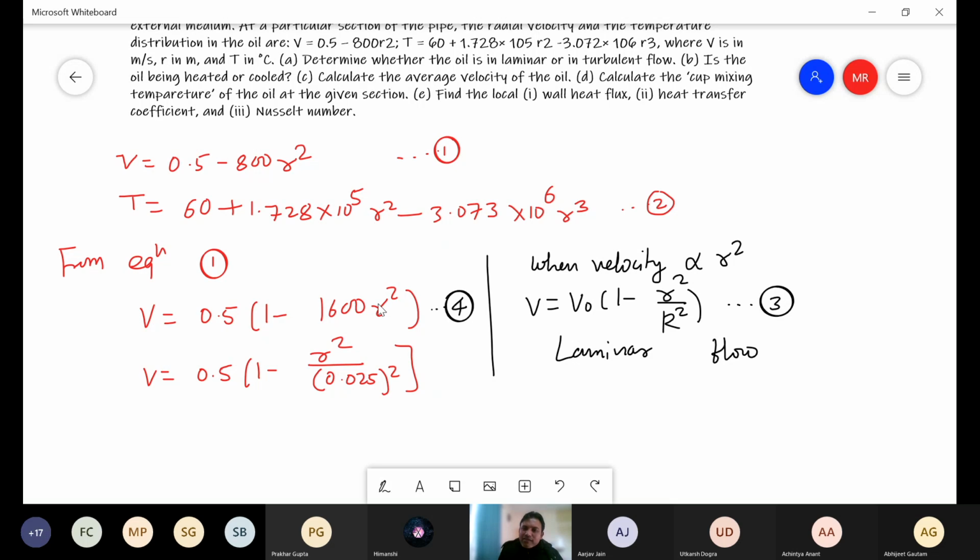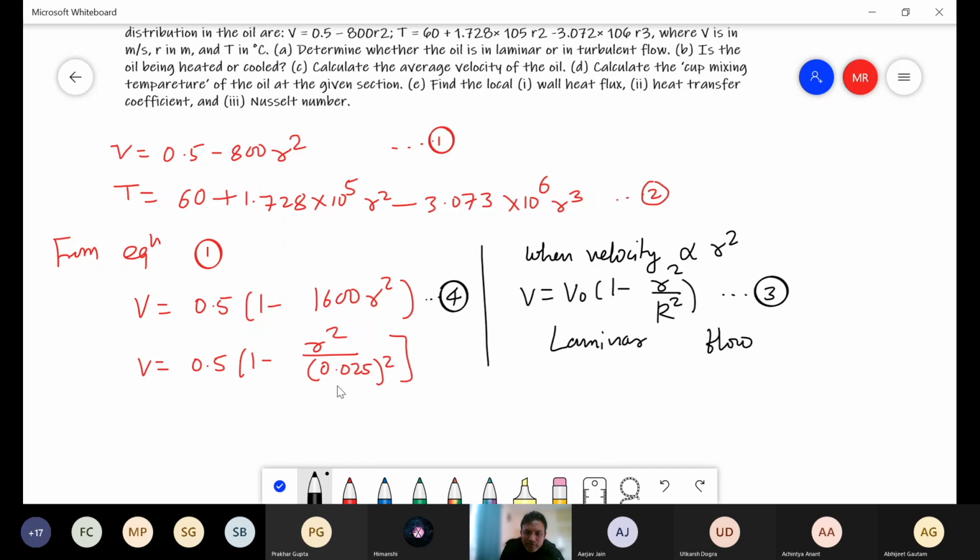But since this R square is there and it is satisfying all the values, this is what the radius is. This is nothing but R, right? R is given as 25 mm in the problem, isn't it? So it is perfectly satisfying the equation. So clearly we can conclude that for part A, the flow is laminar. Do you all agree or not? Yes, sir. Flow is laminar.